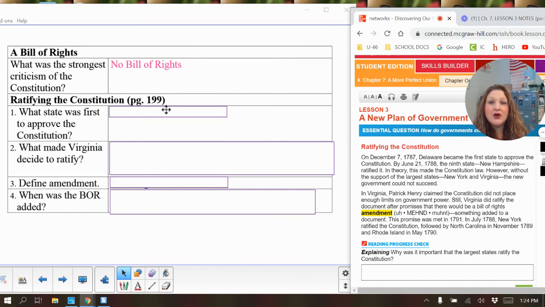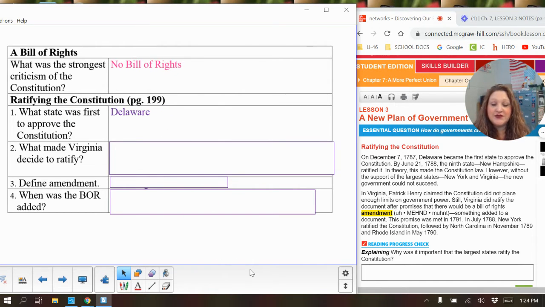The first state was Delaware. Delaware was the first state. And that's actually Delaware's state motto, or state nickname, actually. Every state has a nickname, and that's Delaware's, the first state.